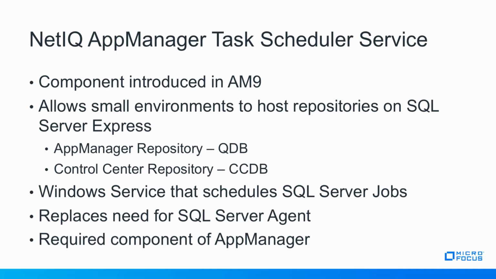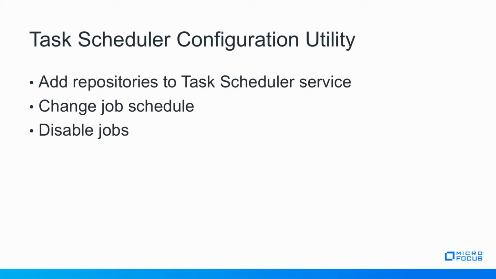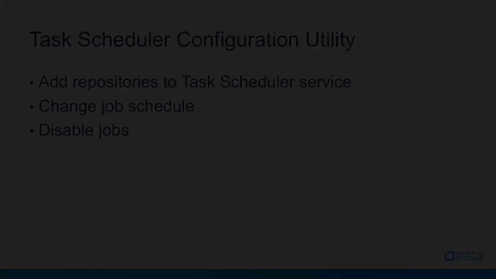The Task Scheduler is a Windows service that schedules SQL Server jobs for the QDB and CCDB. In earlier versions of App Manager, the Microsoft SQL Server agent scheduled the jobs. Task Scheduler is one of the required components of App Manager 9. For version 9 repositories to function correctly, you must install the service and then use the Task Scheduler configuration utility to add the repositories to the service. You also use this utility to change the schedule for SQL Server jobs or to disable specific jobs.